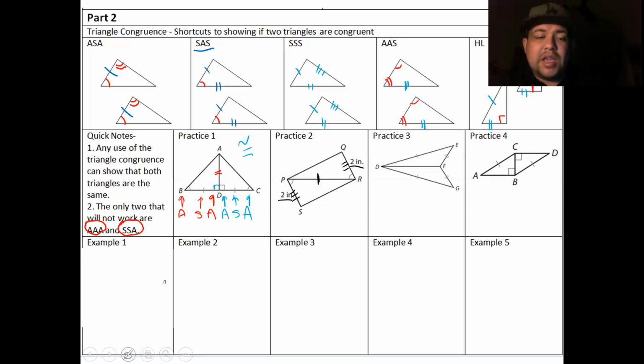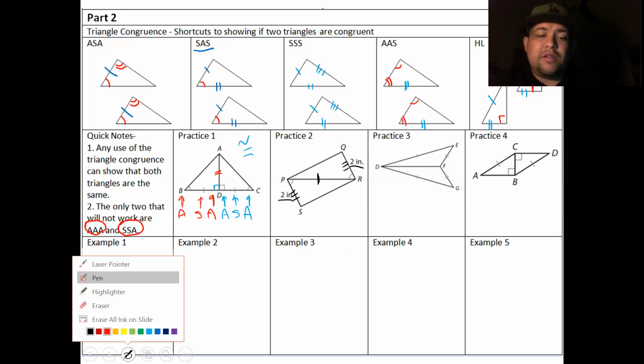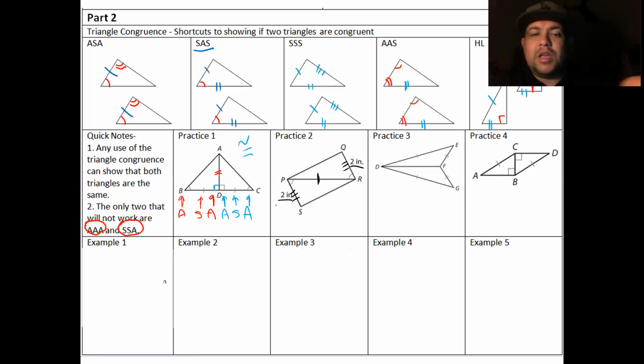Looking at this case, let's look at the two triangles and see if we can identify them as congruent or not. First, I want to see that I have a side for the bottom one. I have an angle, and then I have another side. So this holds that it's almost a side angle side.